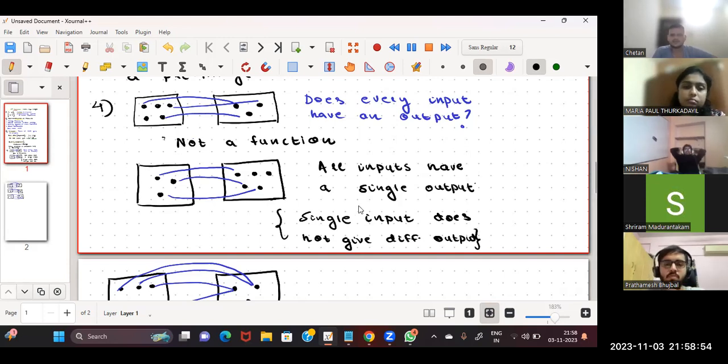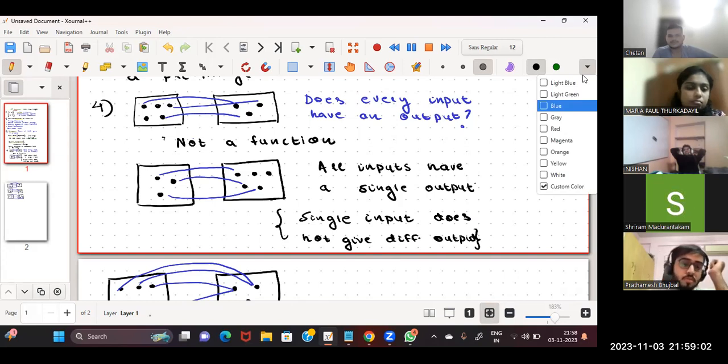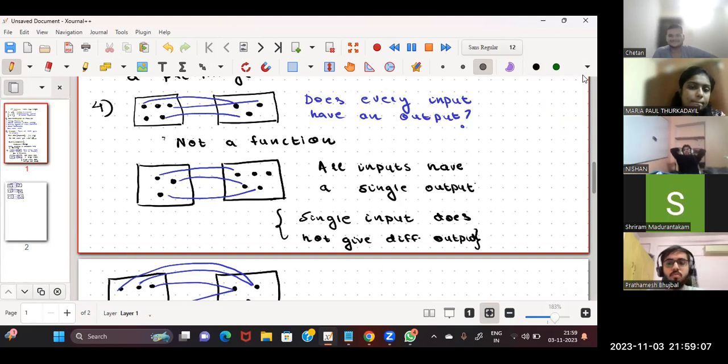Is this a one-to-one function itself? Is this a one-to-one function, guys? Pratmesh says yes. Pratmesh, can you tell me why?